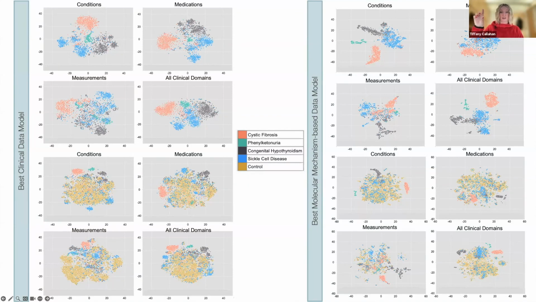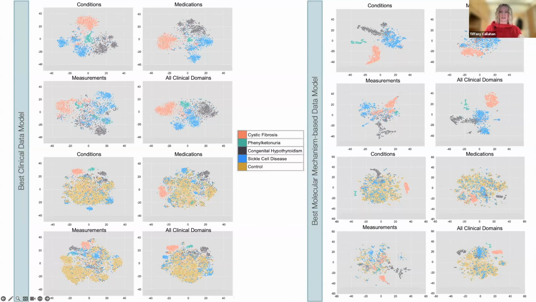The 4 top plots were built using only rare disease patients. That's why you don't see any yellow dots in them. And the bottom plots are all the same information as the top, but in this case, we include control patients. I really like these plots because I think they nicely visualize how the representations differ by data domain and patient type.